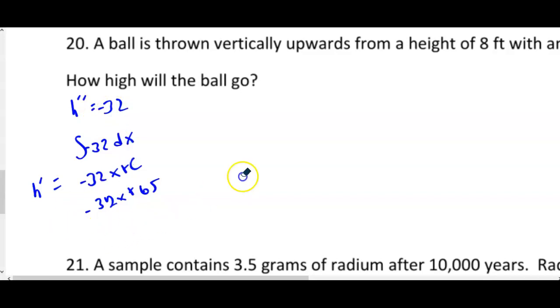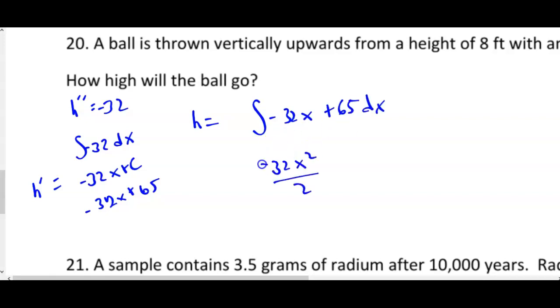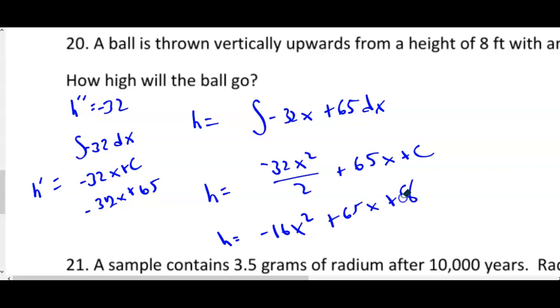So then I need to integrate that one more time to get h, the original function. So negative 32x plus 65 dx. And so when we integrate that, we get negative 32x squared divided by 2 plus 65x plus c. And that's going to give us our height right here. So h equals negative 16x squared plus 65x plus 8 right there.